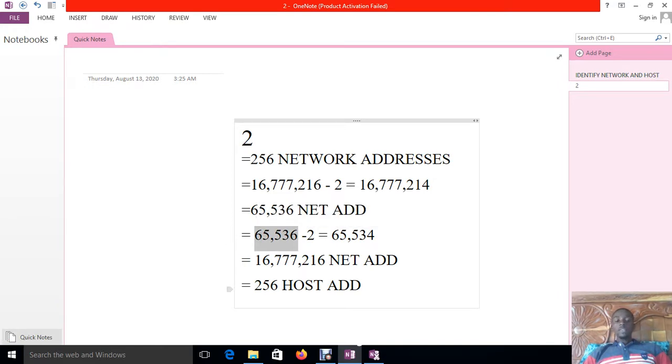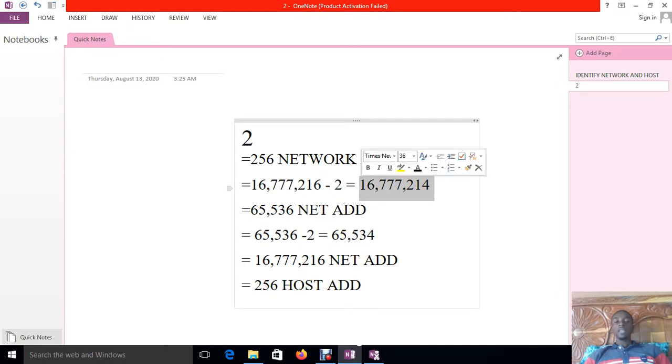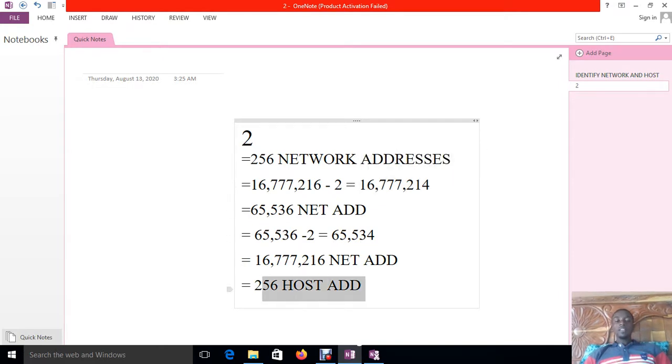Now this is exactly what we have, for your class of IP address. For class B, we have 65,534 valid addresses in a class, and we have 16,777,214 valid IP addresses in a class for class A. Now we move to class C, the last one.